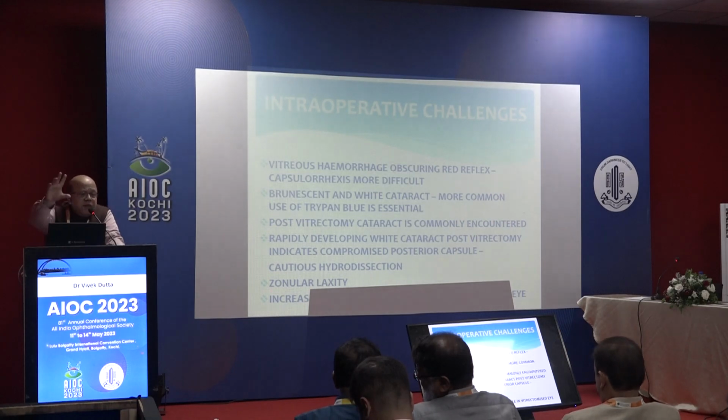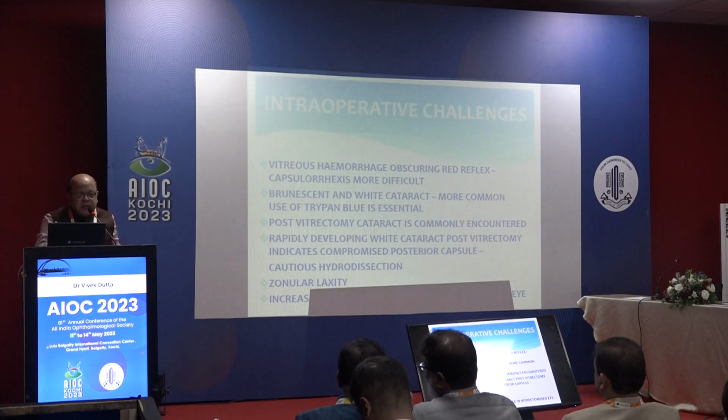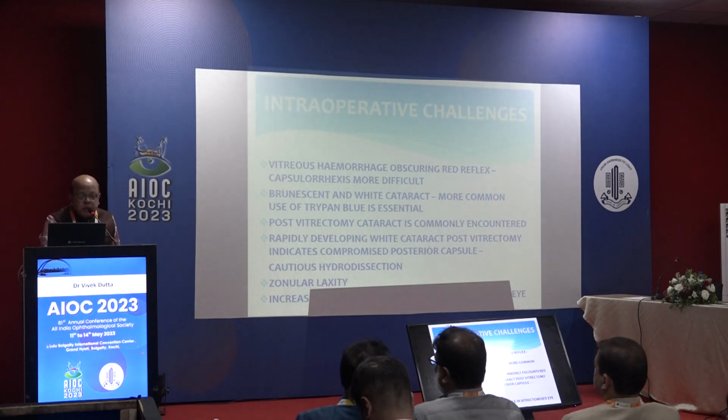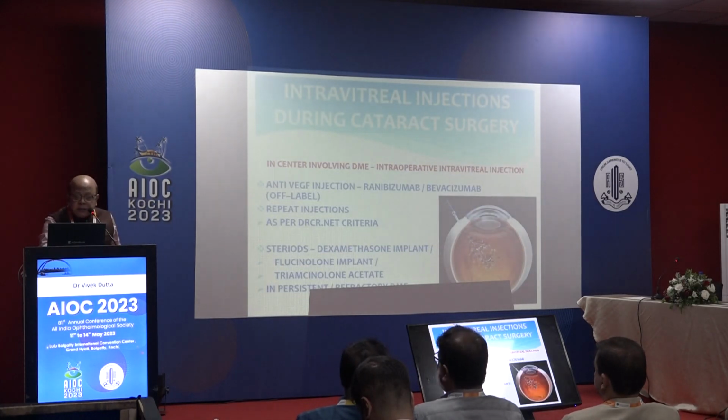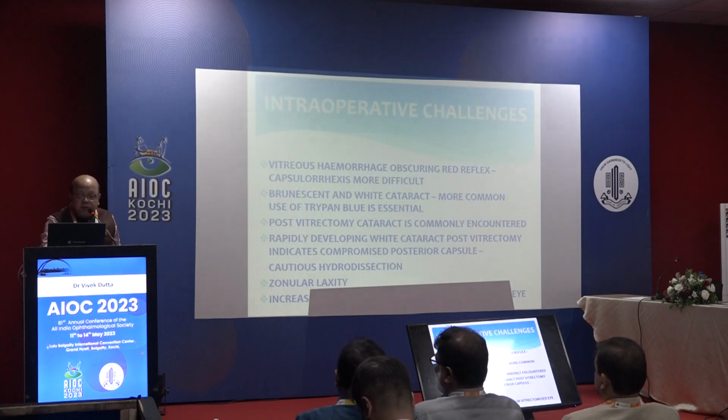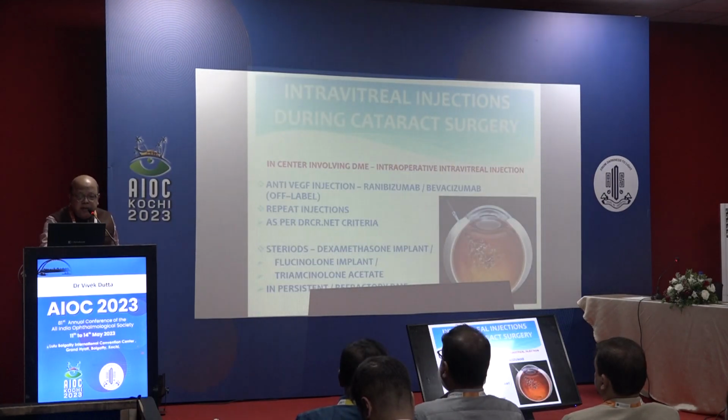A rapidly developing white cataract after vitrectomy gives a clue that the posterior capsule is compromised. So you should be cautiously doing the hydrodissection. Zonular laxity is another problem in such cases, and increased floppiness of the capsule is seen in vitrectomized eyes. So we should be careful in this.